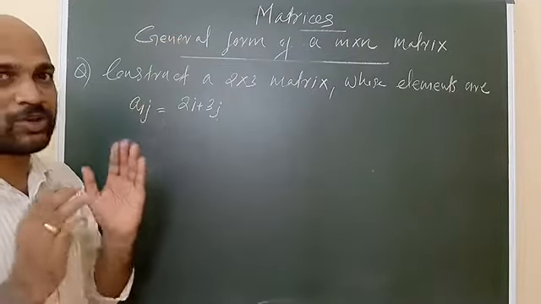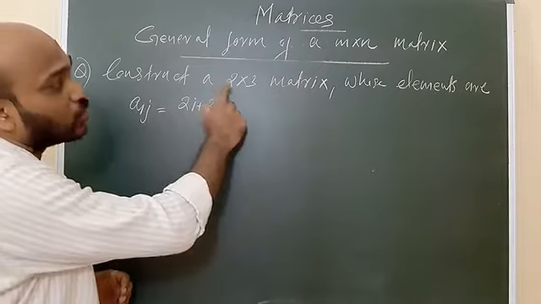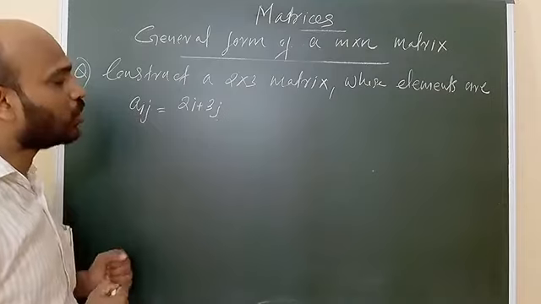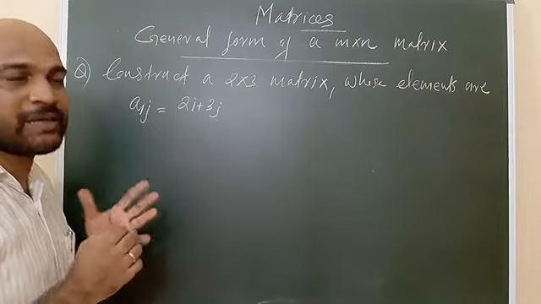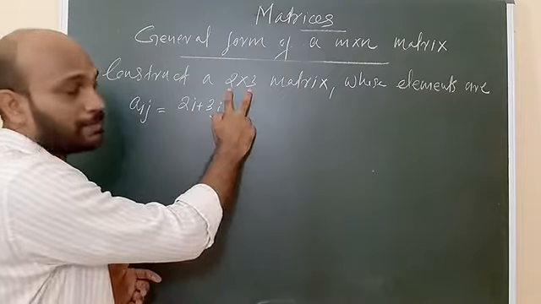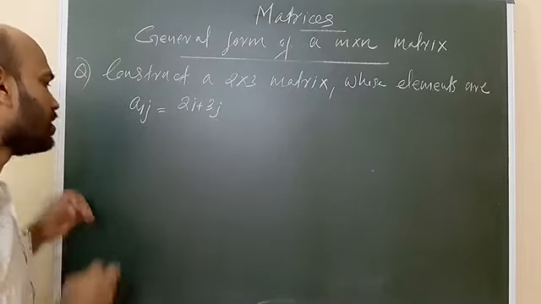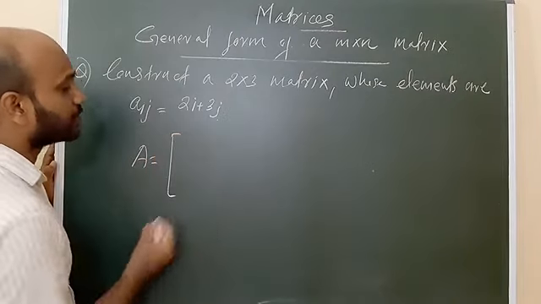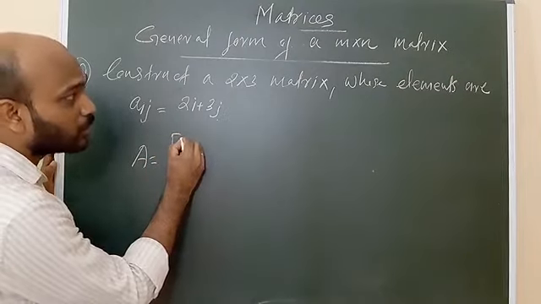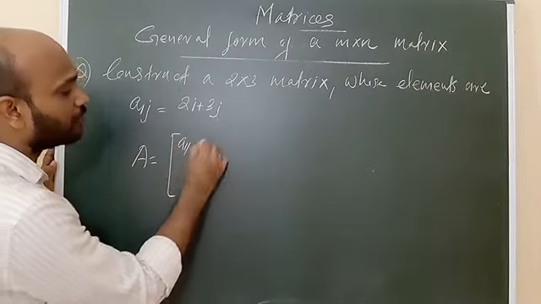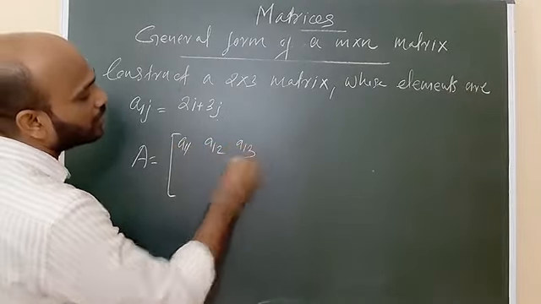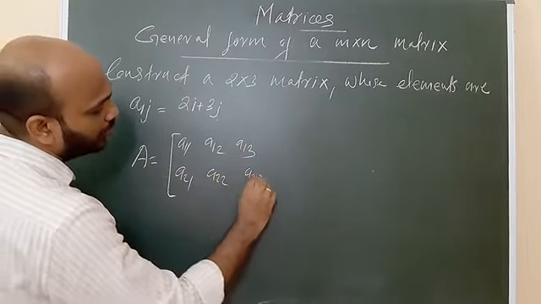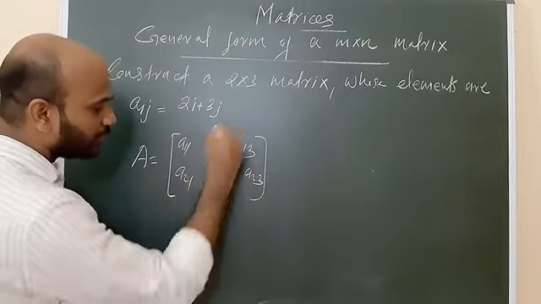From this section we can expect a question like this. Construct a 2 by 3 matrix whose elements are given by Aij equal to 2i plus 3j. That means you have to construct a matrix. Its order is 2 by 3, meaning 2 rows and 3 columns. So we can do it like this. First you have to write its elements. 2 by 3 means there should be 2 rows and 3 columns. So the elements are A11, A12, A13, then A21, A22, A23. 2 rows and 3 columns.